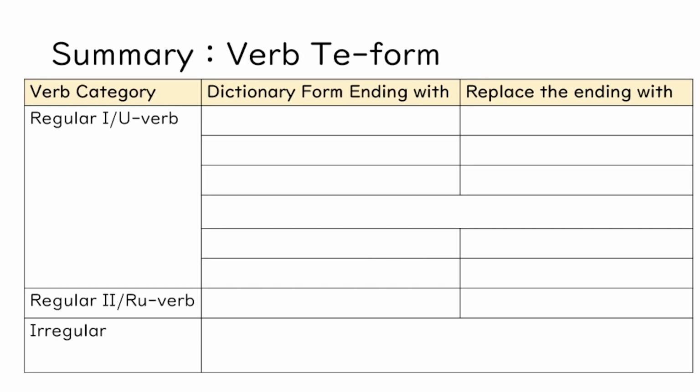Here's the summary. We have three types of verbs and they conjugate accordingly. As for regular u verbs, which comprise about 60% of all Japanese verbs, they have a bit complex rule. When the dictionary form ends in u, tsu, or ru, then the te form can be formed by replacing the ending with a silent pause and te. When the ending is mu, bu, or nu, then replace it with nde.